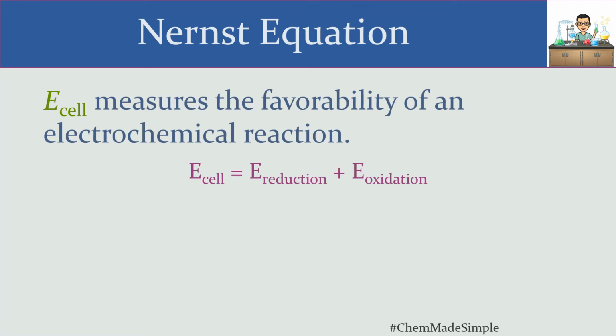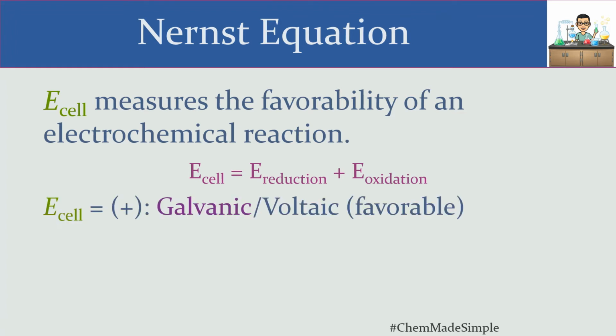And so the cell voltage is calculated as the reduction potential plus the oxidation potential. These are values that you can look up in a reduction table, and whatever is going through the oxidation, make sure to flip that reaction, as we spoke about in a previous video.